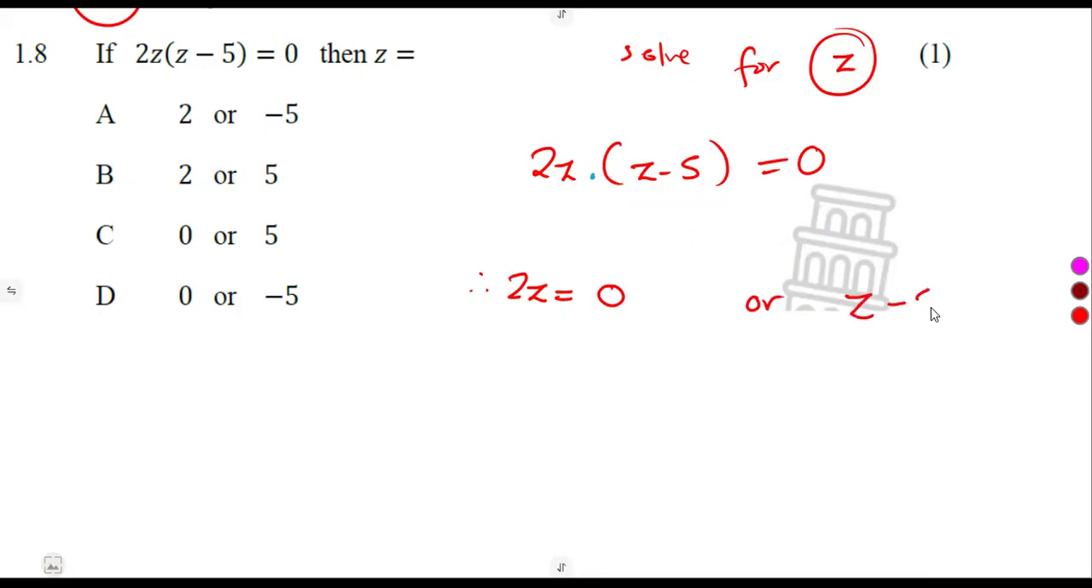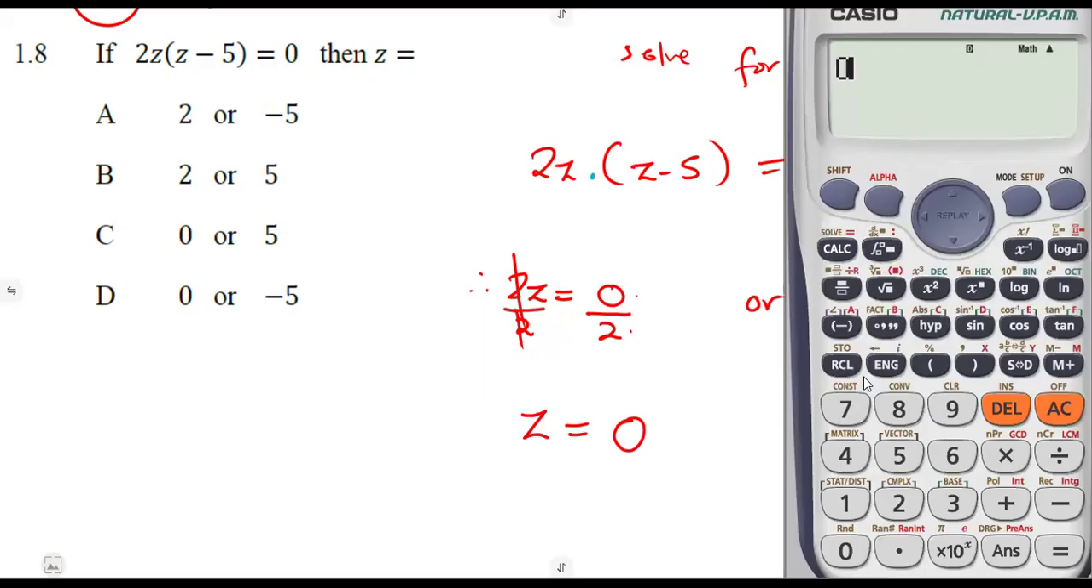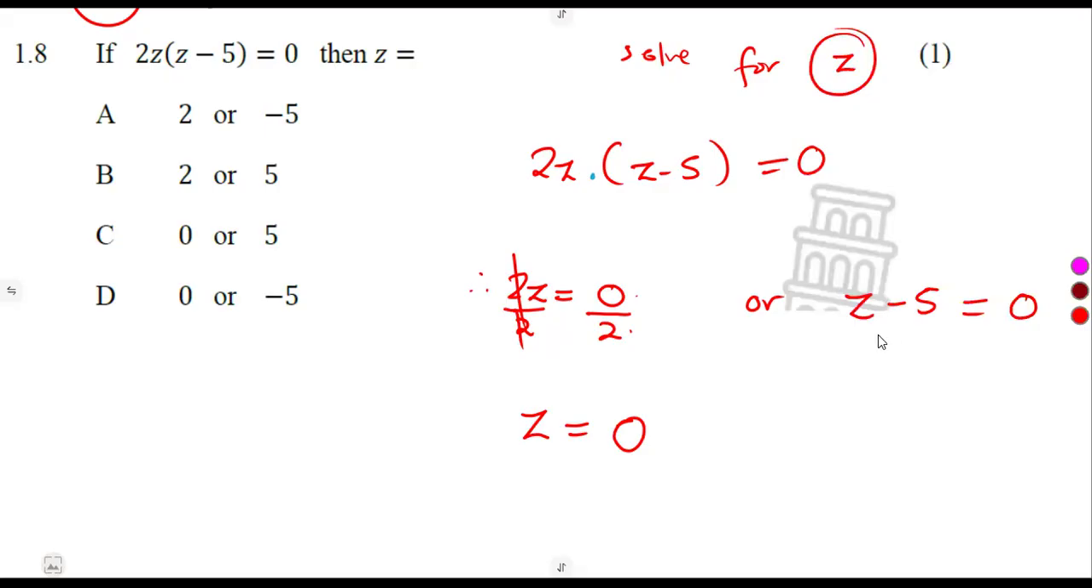That's it. Z minus 5 is also equal to 0. So let's solve for Z. This one is a product, so divide by 2 both sides so that they can cancel. So Z is equal to 0 divided by 2. That's it. 0 there. All right. So be careful on dividing, guys. You can even use your calculator. 0 over 2 is what? That's a 0.